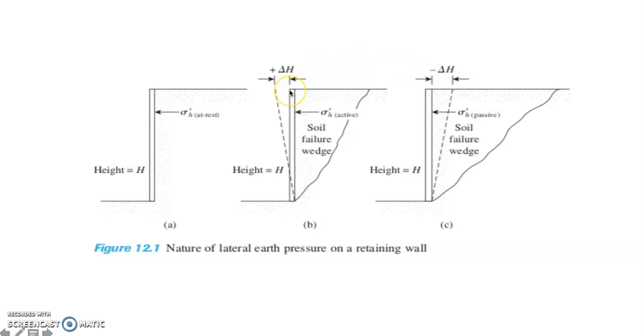There is translation along the x direction. For the active lateral earth pressure, we designate the translation as positive delta H. For the passive lateral earth pressure, the translation is negative delta H. So those are the natures of lateral earth pressure for this particular retaining wall.